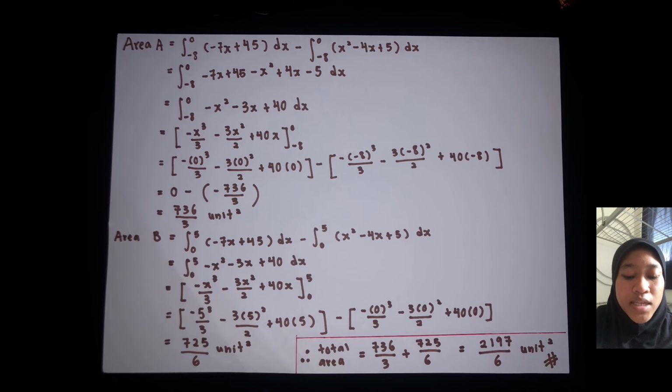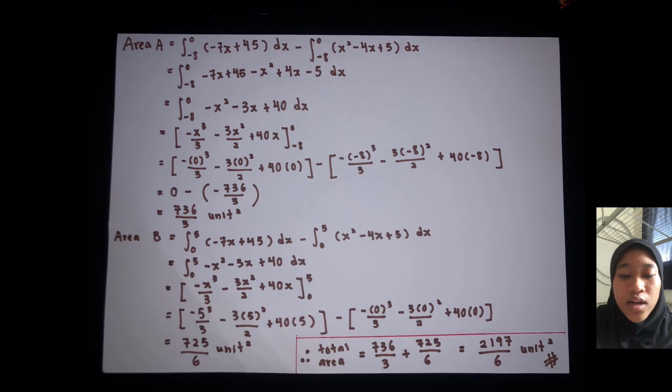Then when we replace x with 0 and 5, it will become negative 5 cubed over 3 minus 3 times 5 squared over 2 plus 40 times 5 in bracket, minus bracket negative 0 cubed over 3 minus 3 times 0 squared over 2 plus 40 times 0. So the first bracket will be 725 over 6 and the second bracket will be 0. So the answer for area B is 725 over 6 unit square.